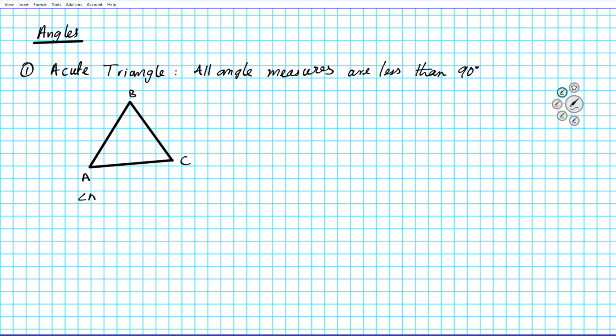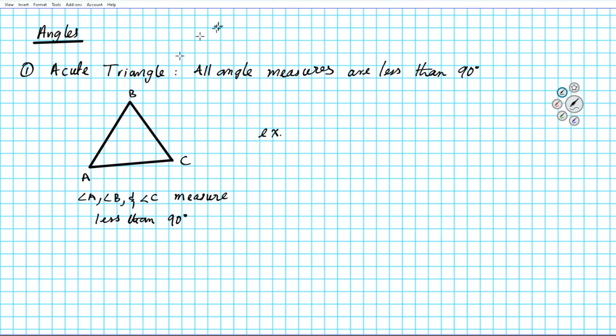So angle A, angle B, and angle C measure less than what? Less than 90 degrees. Basically, we're going to be taking a look at the comparison of the angles relative to 90 degrees in a lot of cases to determine the classification based on angles.